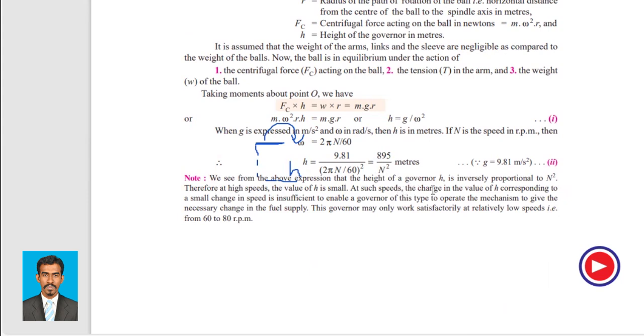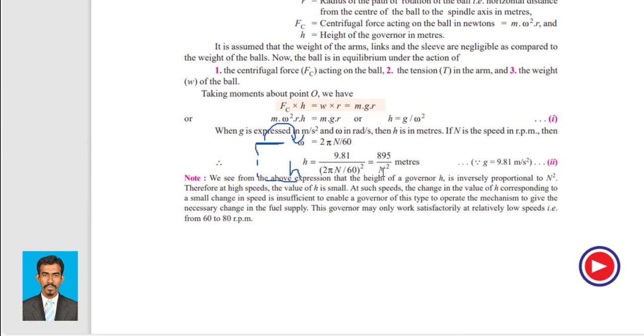At such speeds, the change in the value of h corresponding to a small change in speed is insufficient to enable the governor of this type to operate the mechanism to give the necessary change to the fuel supply, right? So in such governors, the change in h at high speed is so small, right? That is not enough to give the governor direction to open or close the throttle valve.